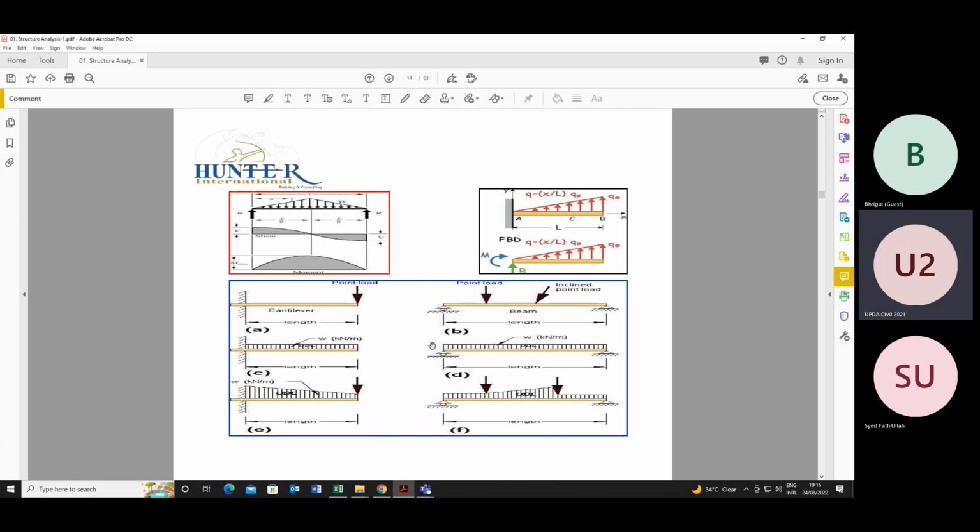So here are a few bending moment and shear force diagrams for various types of members. Once we discuss the questions, each type of figure will be clear, and how to draw the shear force and bending moment diagram will be clear with that. You can draw all of these after studying the questions.